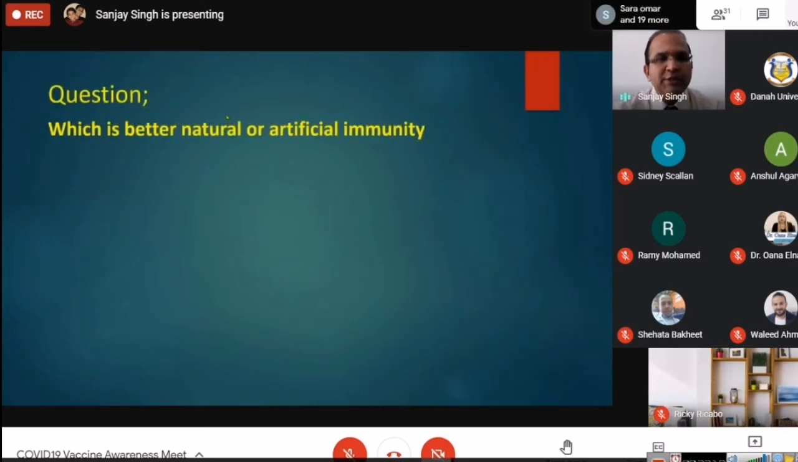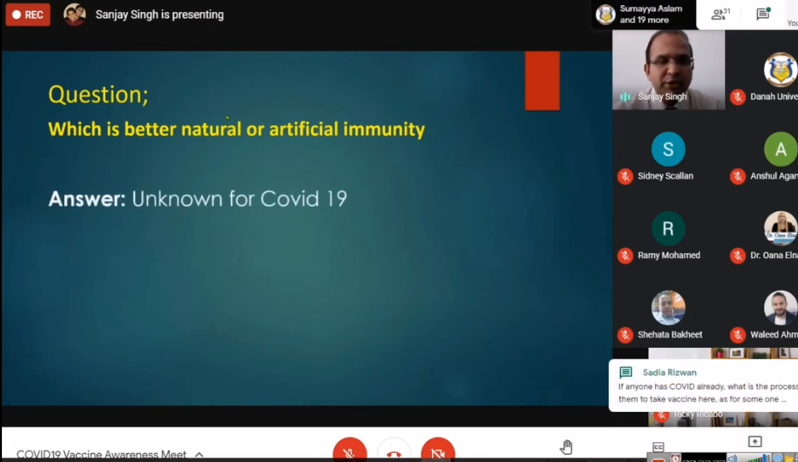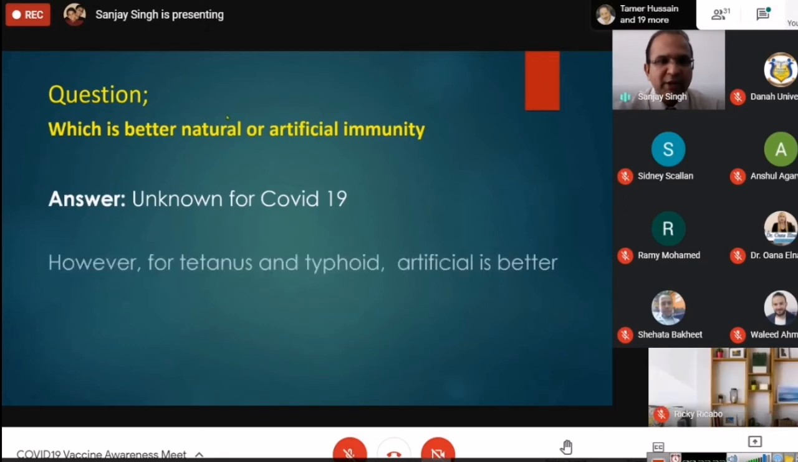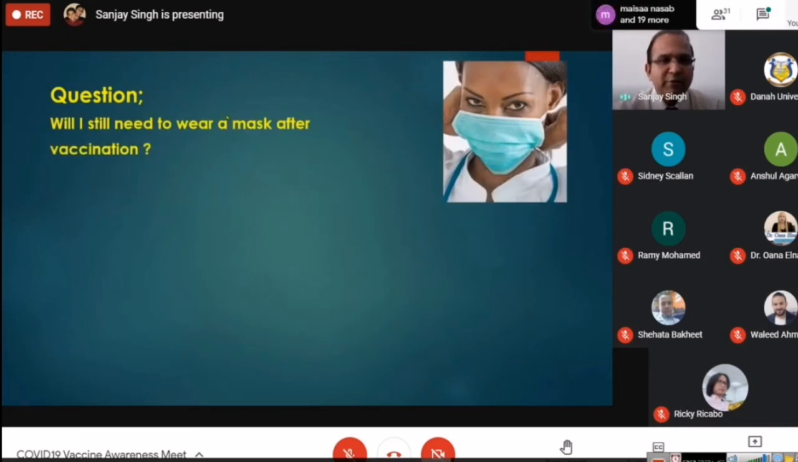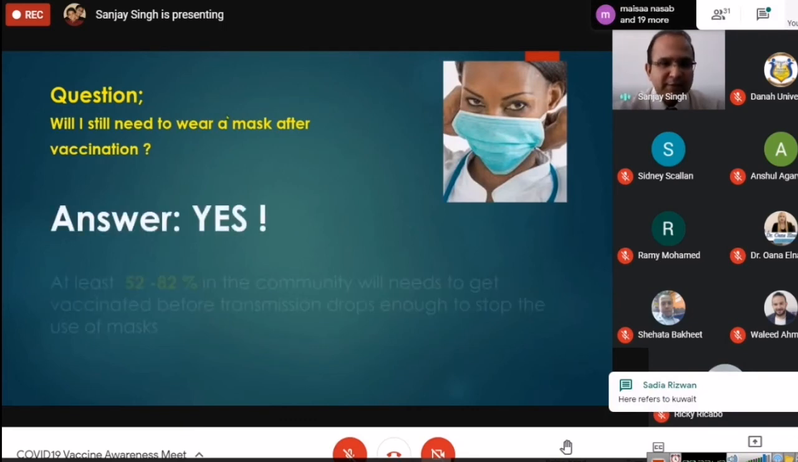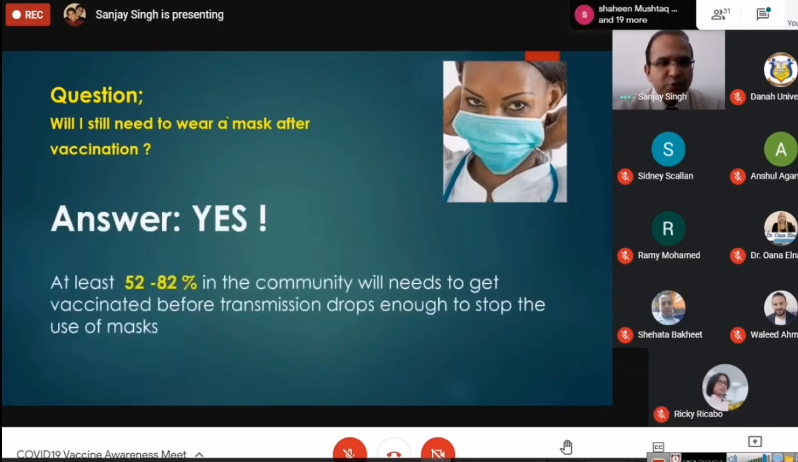Which is better, natural or artificial? So the immunity gotten from natural COVID infection, is it better than the one gotten from the vaccine? The answer is unknown for COVID-19, but for some other infections like tetanus and typhoid, the artificial is better. So this research will show subsequently. Will I still need to wear a mask after COVID vaccination? The answer is yes. At least 52 to 82% of the community needs to get vaccinated before the transmission drops enough to stop the use of masks.